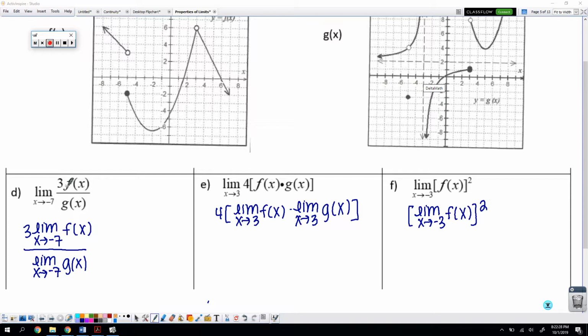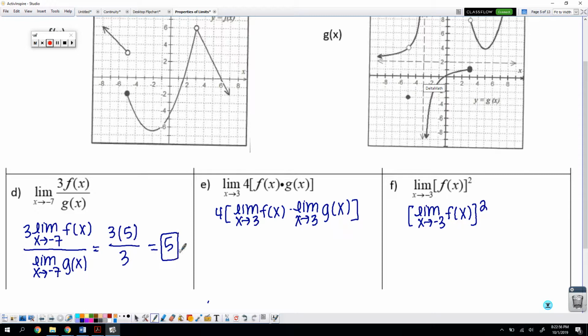So remember that 3 is the coefficient that gets to go out front, so that's why 3 limit as x approaches negative 7 of f of x. We're going to go through and just plug it in. So 3 times negative 7 looks like 5 over the limit as x approaches negative 7 of g of x is 3. So our answer should be 5.